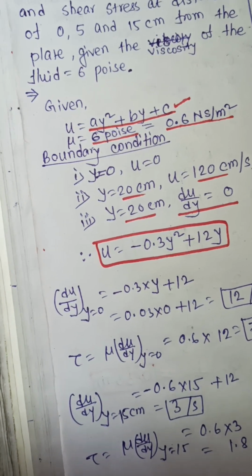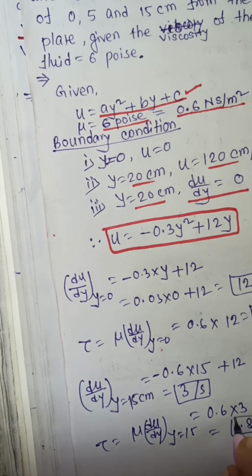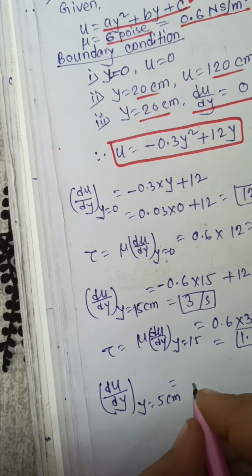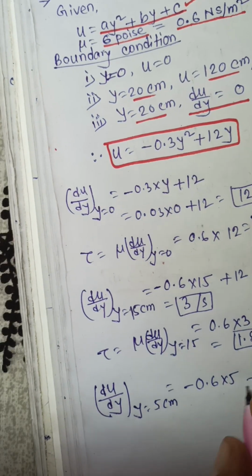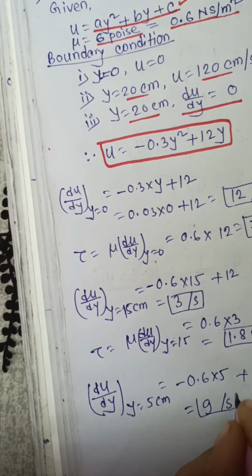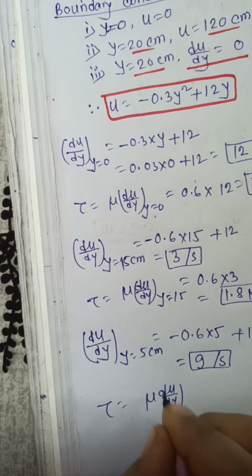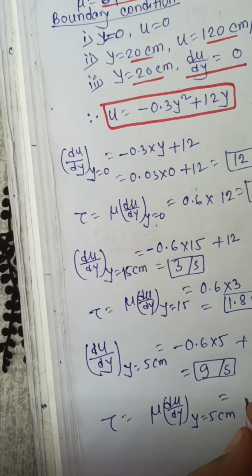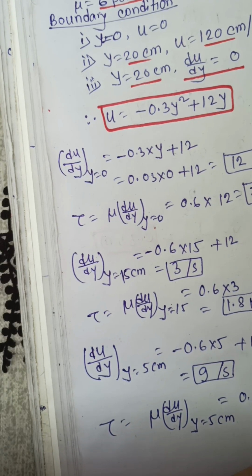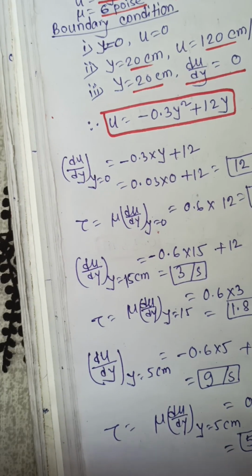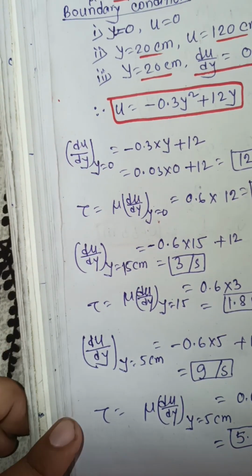Okay, and what is the velocity gradient at y equal to 5 centimeters? So -0.6 into 5 plus 12, that is 9 per second. The velocity gradient is 9 per second, and the shear stress tau equal to mu into du/dy at y equal to 5 centimeters. So mu that is 0.6 into du/dy that is equal to 9. From here this will be equal to 5.4 Newton per meter square. In that way we calculate the velocity gradient and shear stress.